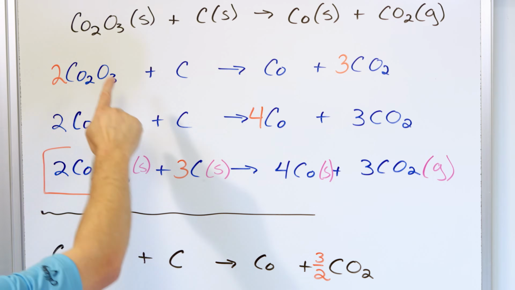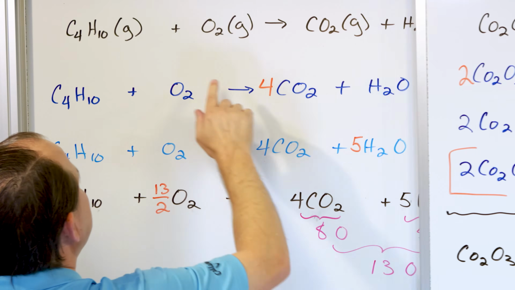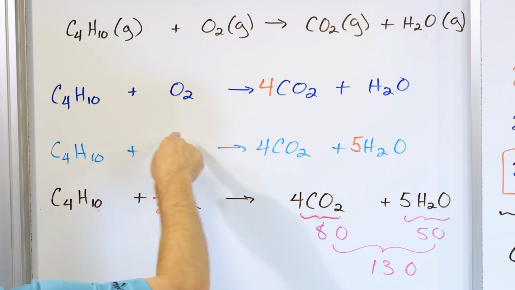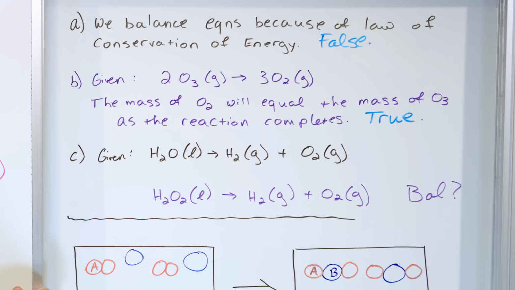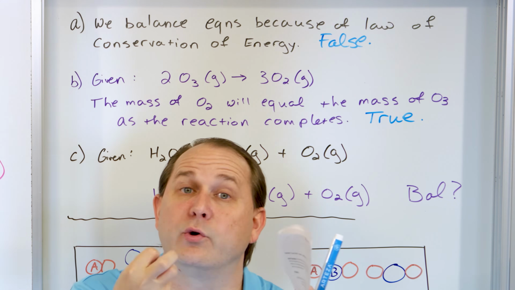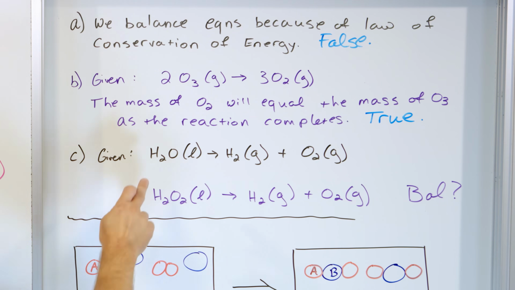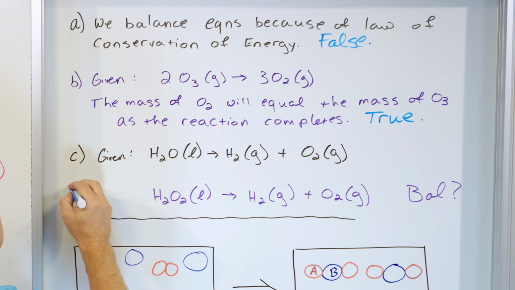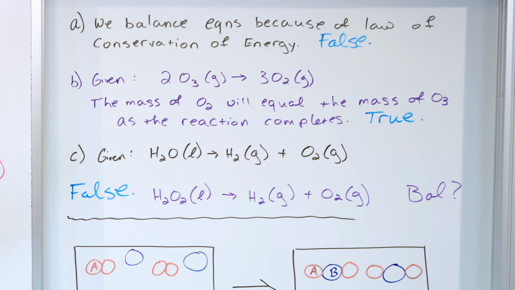Look back. Did we ever change any of these subscripts? Never. Did we ever change any of these subscripts? Never. All we were allowed to do was put numbers in front. The number of molecules participating we can change, but we cannot change the subscripts, because that changes what the molecule is. It changes the identity of the molecule. So given this, can we balance it by simply putting a 2 right here? The answer is no, so false. You cannot balance it using this method.